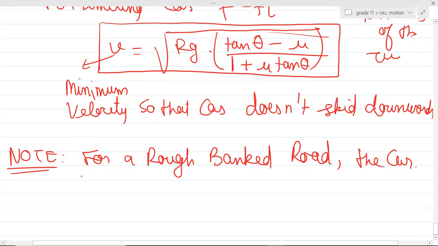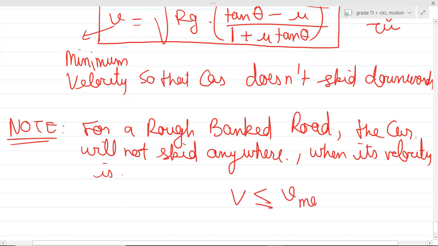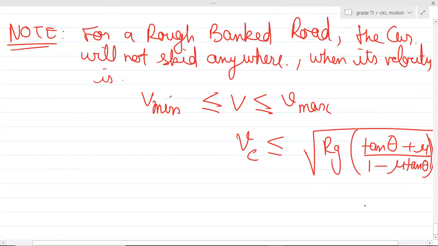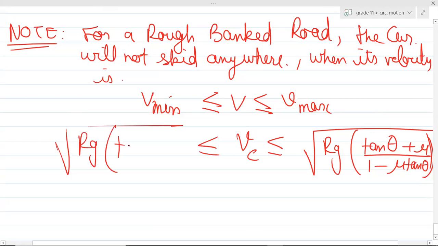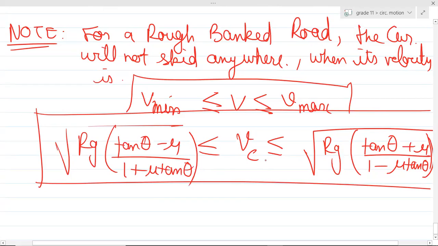For a rough banked road, the car will not skid either up or down, in both cases, when its velocity v is less than v maximum and greater than v minimum. Basically, the velocity of the car should be greater than under root of rg into tan theta minus mu upon 1 plus mu tan theta, and it should be less than under root of rg into tan theta plus mu upon 1 minus mu tan theta. Are you getting my point, guys? The car will not skid when the velocity lies in this range, on a rough banked road. Is this clear, guys?